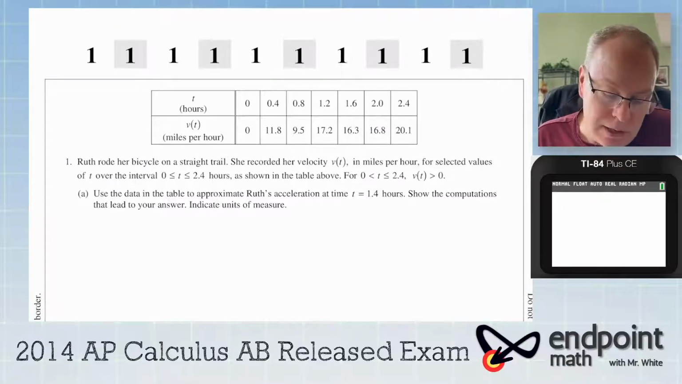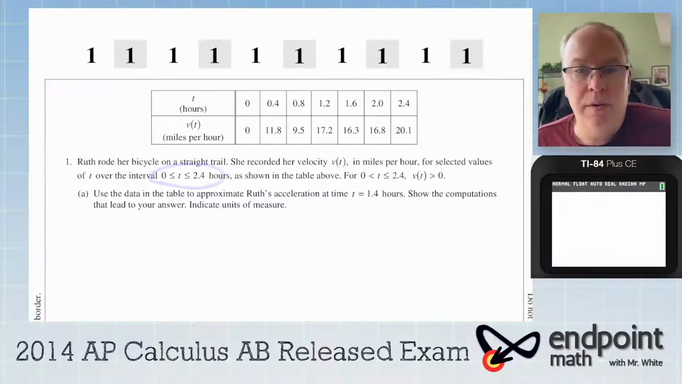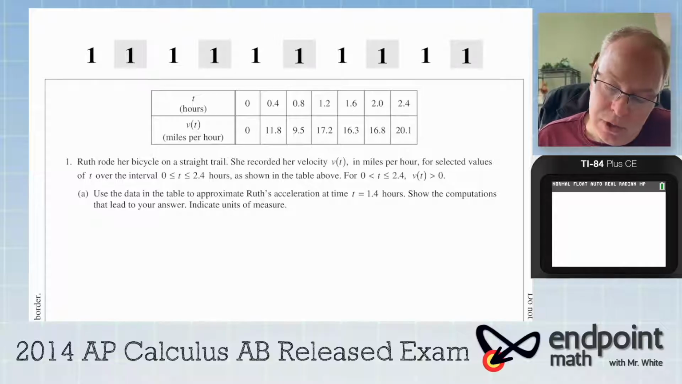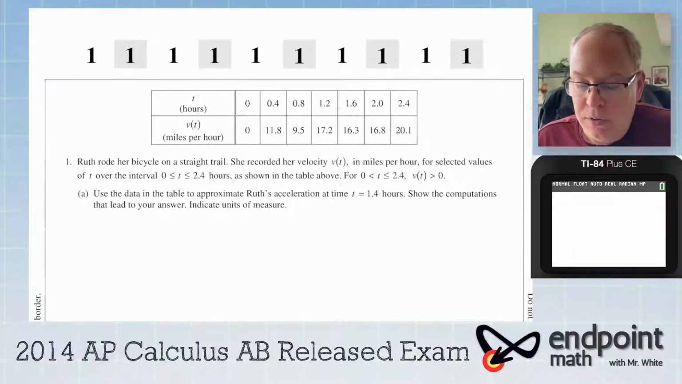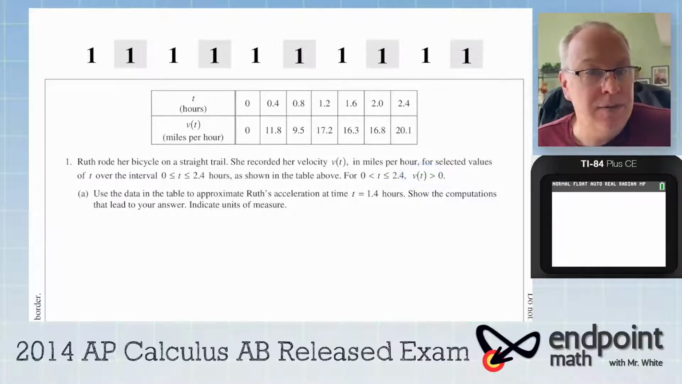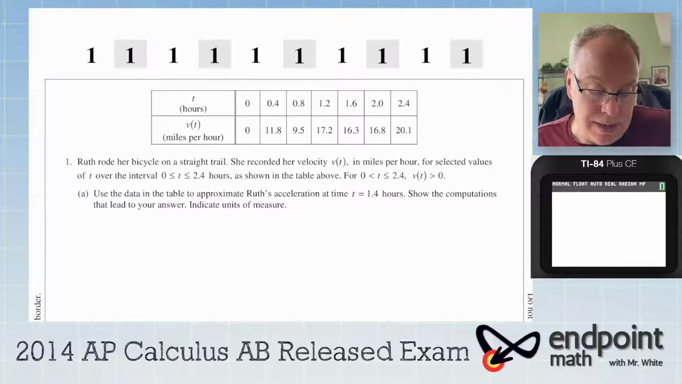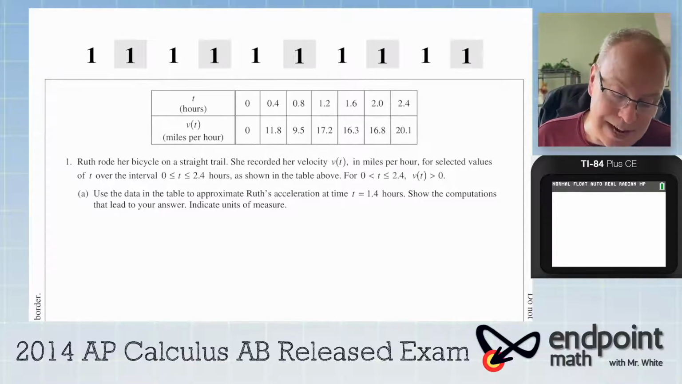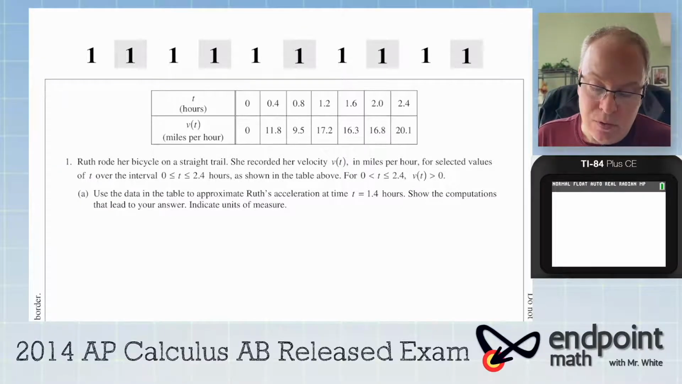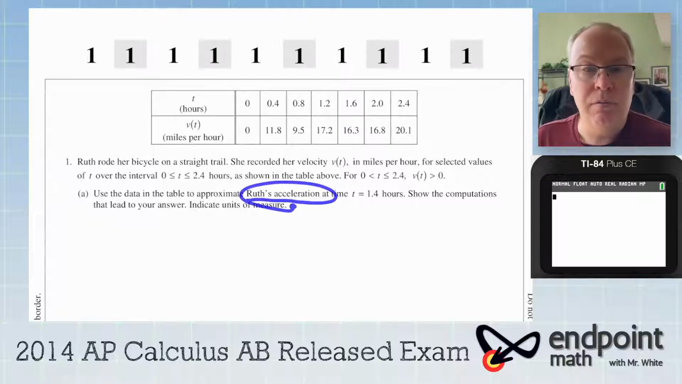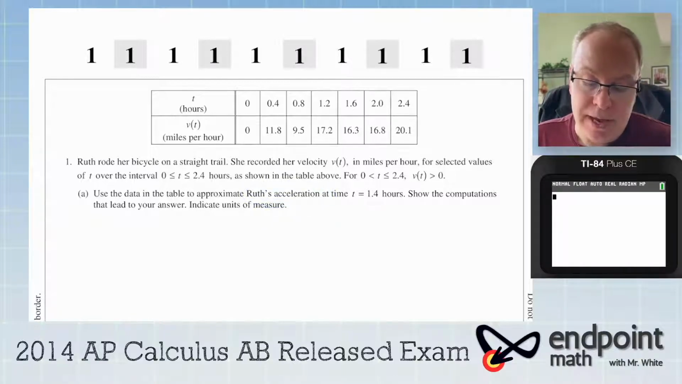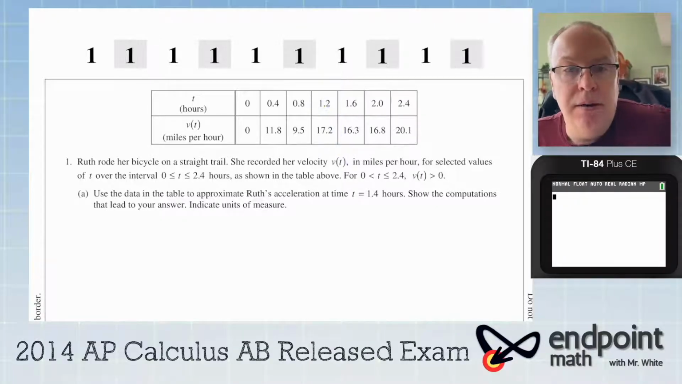All right, for selected values over the first 2.4 hours, as shown in the table. Okay, and also, do you notice here it says the velocity is always positive? That's nice. That means there wasn't any major crazy turning around, I guess. Use the data in the table to approximate Ruth's acceleration at 1.4 seconds. Now, 1.4 is right in between here, right?